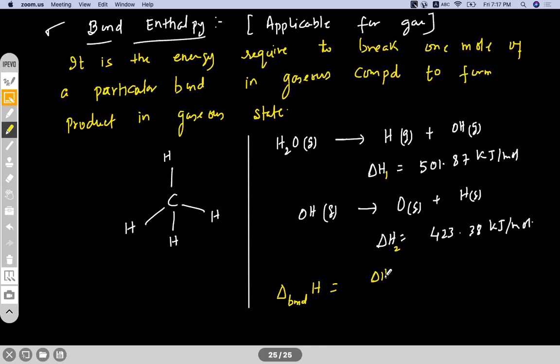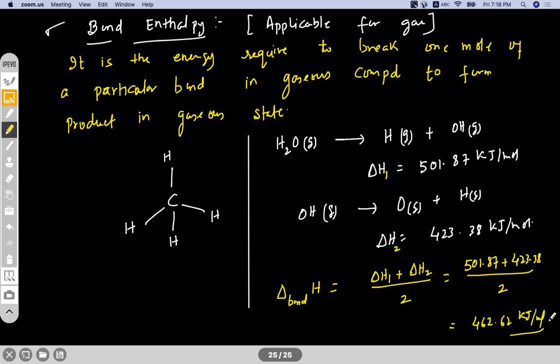Means it is delta H1 plus delta H2 divided by 2, which is 501.87 plus 423.38 divided by 2. If you take the average here, you get 462.62 kilojoule per mole. So bond enthalpy, don't get confused over here. Bond enthalpy and bond energy are two different things. Bond enthalpy is the average energy which is required to break the bond. All will be in gaseous state.